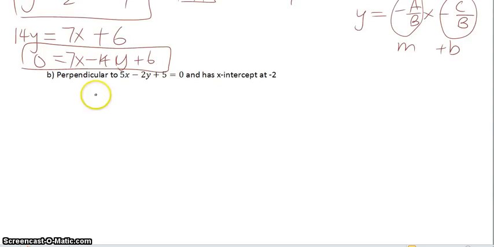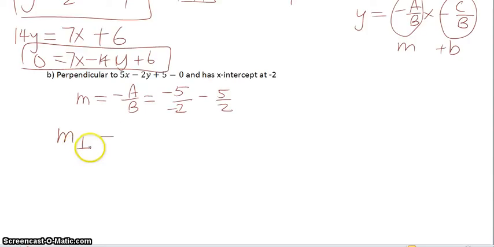Perpendicular. All right, so perpendicular, we're still looking at the slope. So the slope of this line is negative a over b. All right, negative 5 over negative 2. So it's 5 over 2. All right. A perpendicular slope to that is the negative reciprocal, so negative 2 over 5. Here we go. Now, what is the x-intercept?